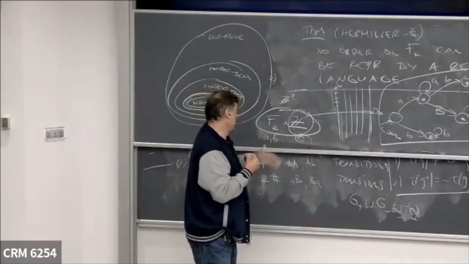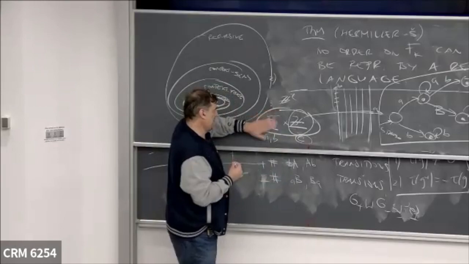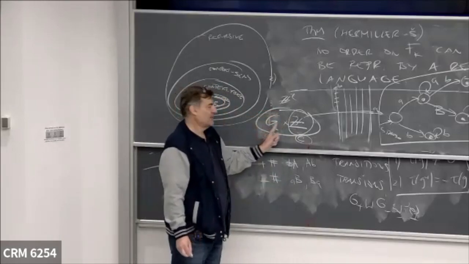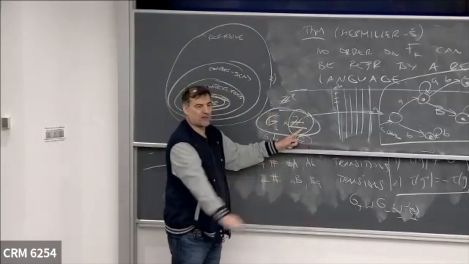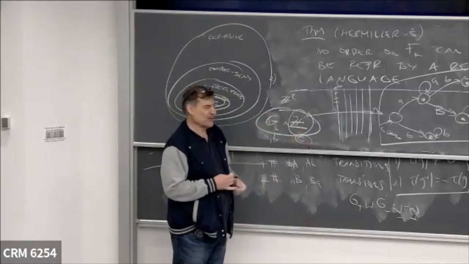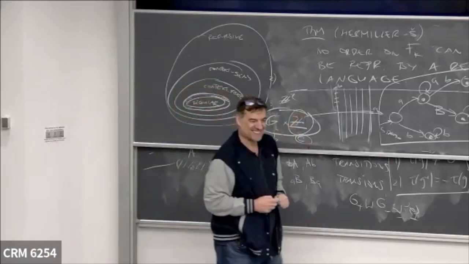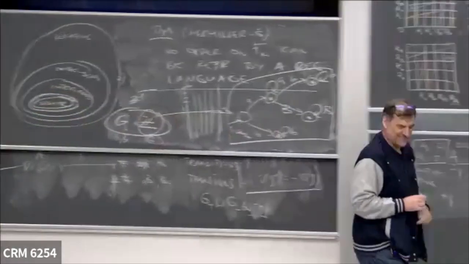And more generally, they prove that whenever you can recognize something by one counter, then this thing can be recognized by a regular language. So groups like this are simpler than groups like this. Okay, so let me stop here.